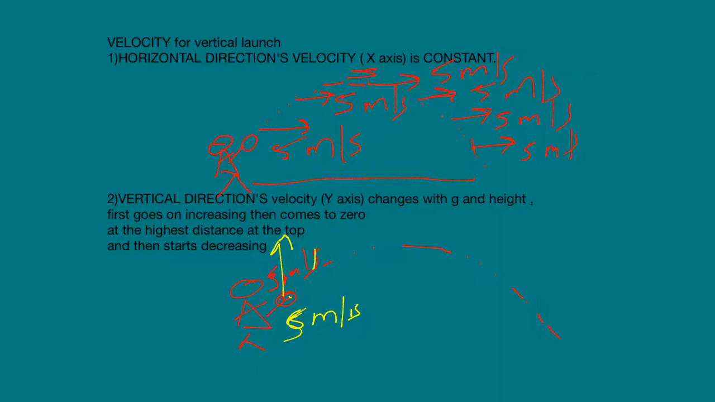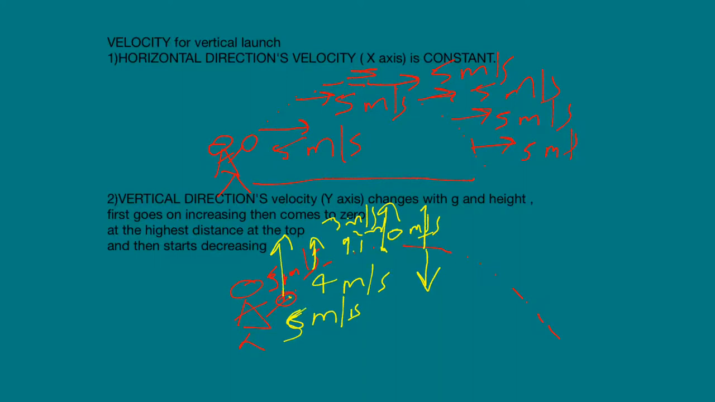Then later on it will decrease to 4 meters per second, then here 3 meters per second, then 2 meters per second, and at the top it will become 0 meters per second in the y direction, because upward it is not moving. Now it will fall down, and the arrow will come downwards, not upwards. So this you have to remember.